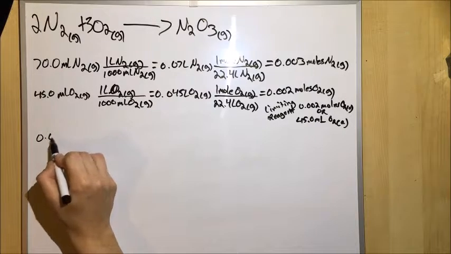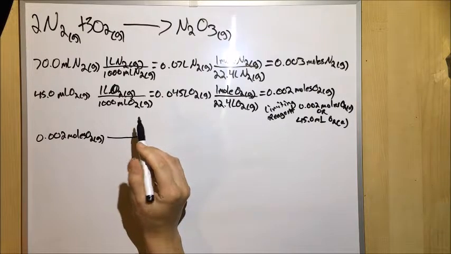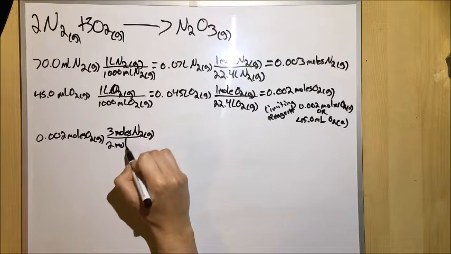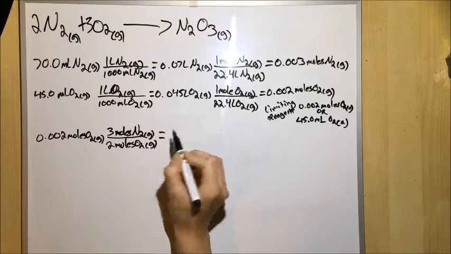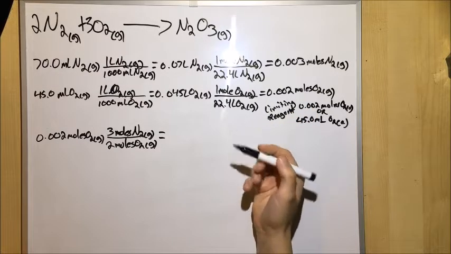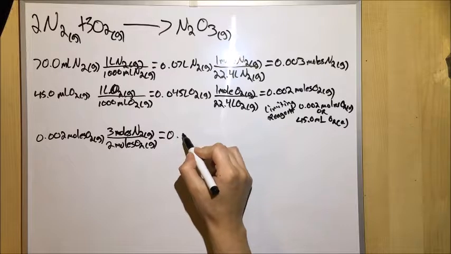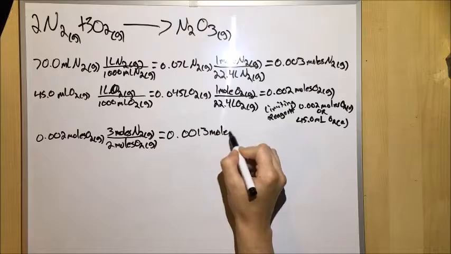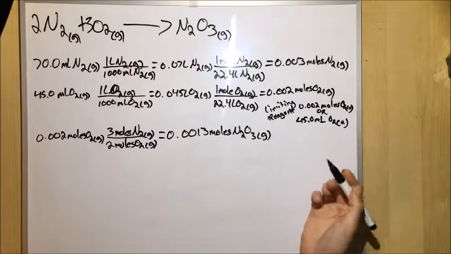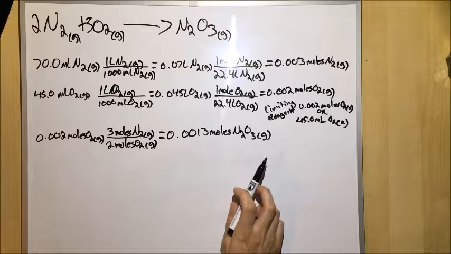So to do that, we're going to take 0.002 moles of oxygen gas, and we're going to have 3 moles of nitrogen gas over 2 moles of oxygen gas. This is going to tell us how much dinitrogen trioxide can be produced from 70 milliliters of nitrogen gas and 45 milliliters of oxygen gas. So this produces 0.0013 moles of dinitrogen trioxide gas. But if we remember from the beginning, we want to find out how many milliliters by volume of dinitrogen trioxide is produced. So we need to convert moles to milliliters to get the answer.